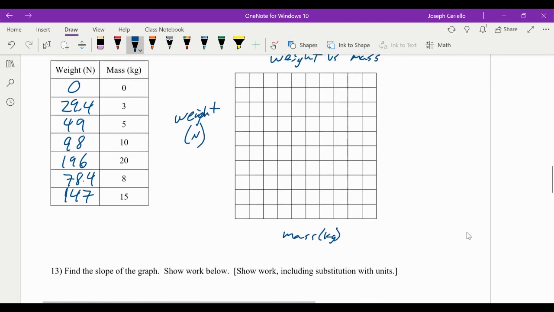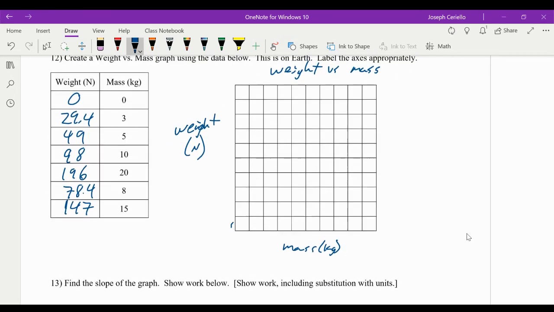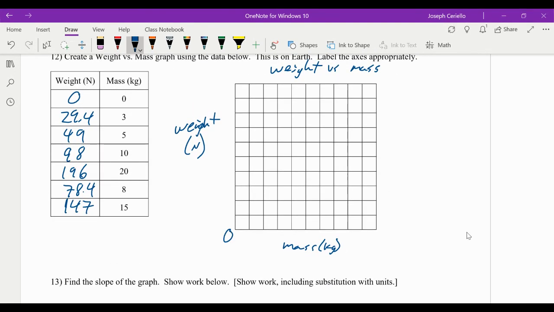All right. So let's see. We go 0. We have 0 here, and then on the mass, we go up to 20. So each box can be like 2. So 0, 4, 8, 12, 16, 20. Then let's see, our greatest, let's go weight up to 200. So each box is going to be 20. So we'll go 40, 80, 120, 160, and 200.